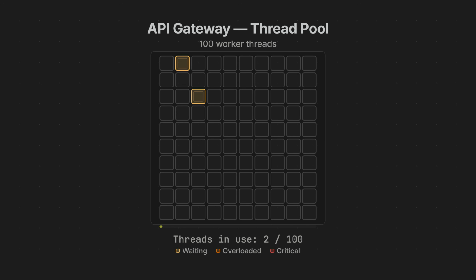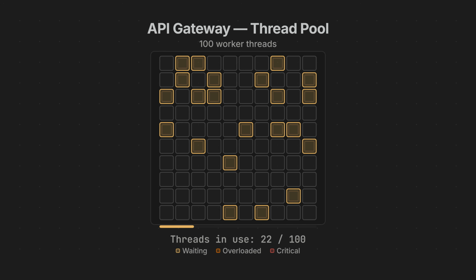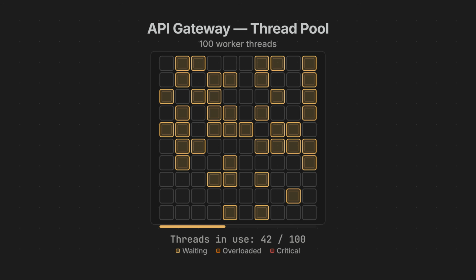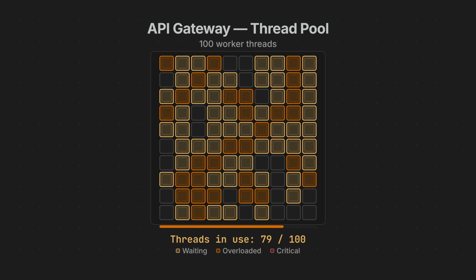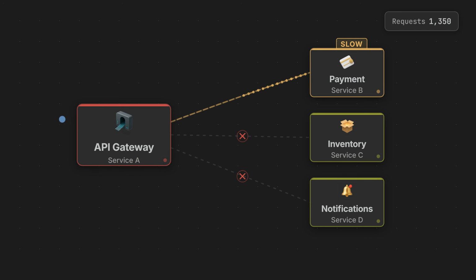Your gateway has 100 threads. Each request to the slow service holds a thread, waiting. 50 threads stuck, 80, 90. Now there are no threads left, even for services that are perfectly healthy. One slow dependency just took down your entire API, not because it failed, because it was slow enough to consume every resource you had.